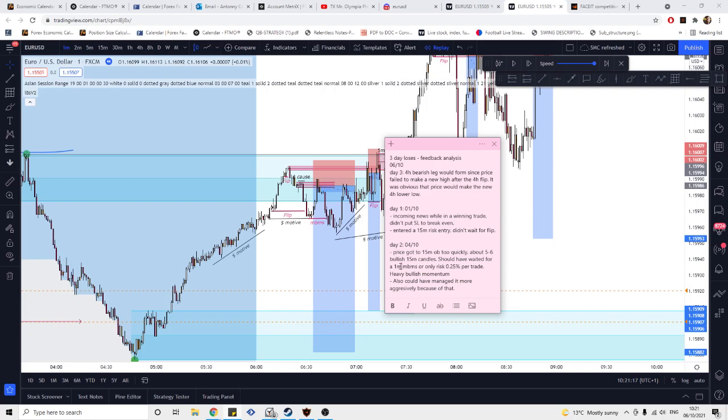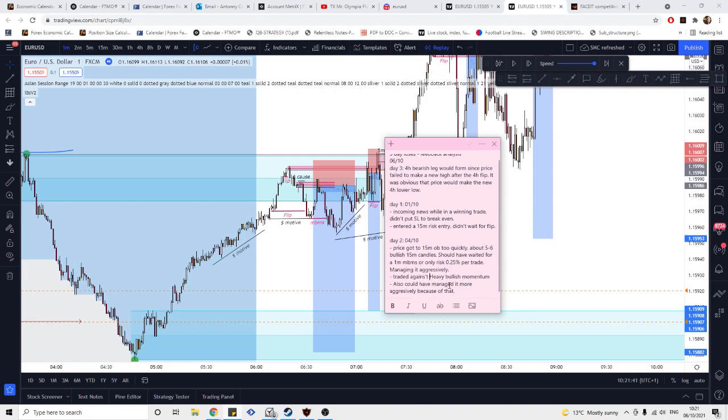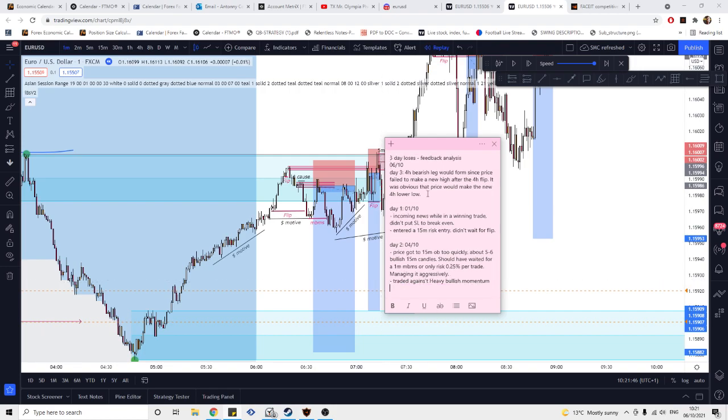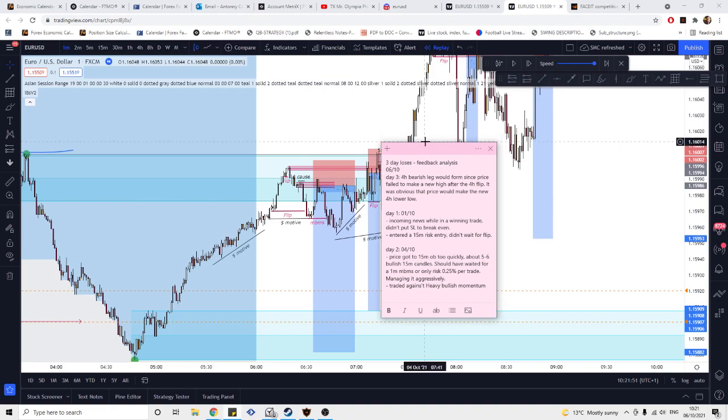Okay, the other day, just that one here. Price got to the 15-minute way too quickly, about 5 to 6 bullish 15-minute candles. I should have waited for a minute and risked 0.25 on the trade, managing it aggressively. There we go. I'm gonna have a look at this and basically make these changes to my plan. Make some little notes to my plan.